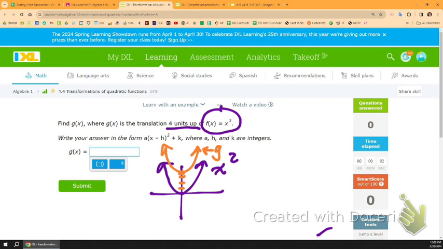So, how do we do that? Is that inside the squared, or is it outside the squared? We worked on this a lot yesterday. What you do is you take this, and you say x squared plus 4. Do you guys remember that? What does plus 4 do to the function? It moves it where? This one moves it up 4. And that's what we want to do. So that's what you would put in for your answer.